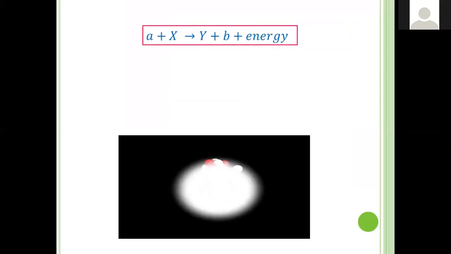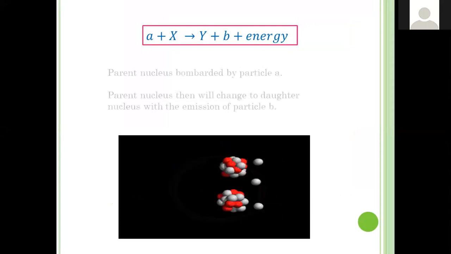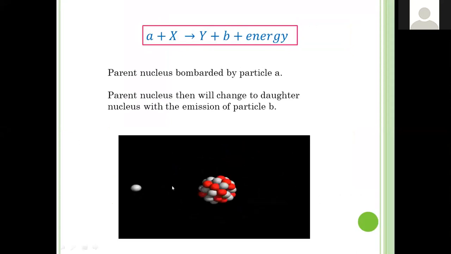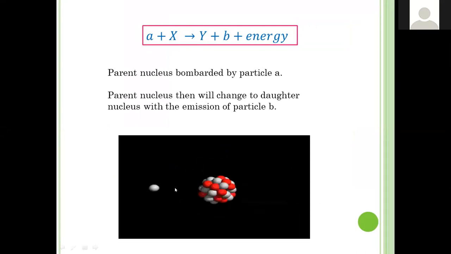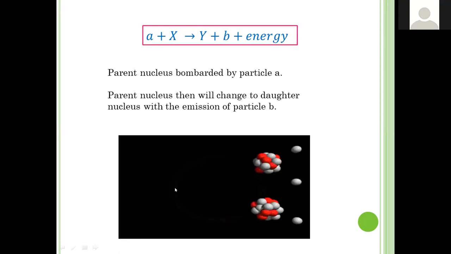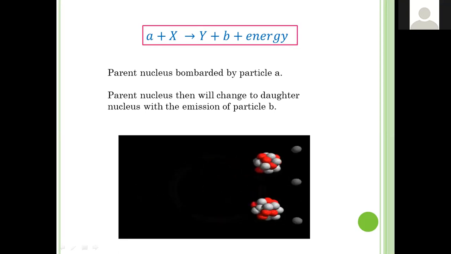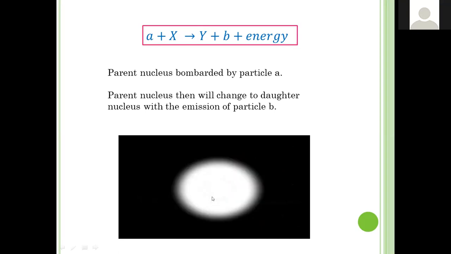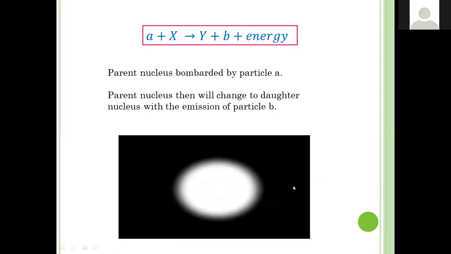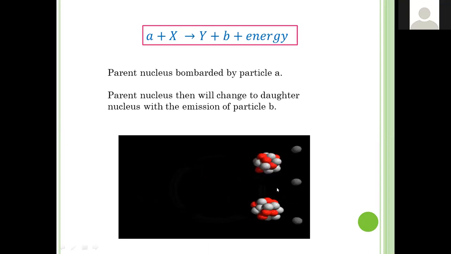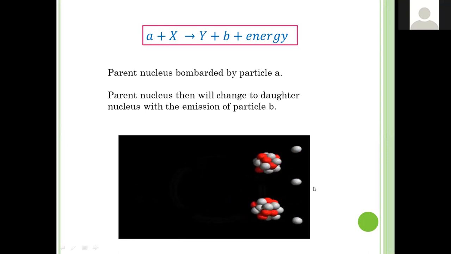So here is not the equation, it's just a reaction shown in the animation here. As you can see, the parent nucleus is bombarded by particle A. What does it mean by bombarded? It means to direct high energy particles against the nucleus to produce a nuclear transformation, or in simple words, attack. So in this animation, the particle A will attack the parent nucleus X, which is at rest, and it will change to the daughter nucleus Y with the emission of the particle B. But I will not go deep into this as a few of our friends will present about this reaction. So moving on.